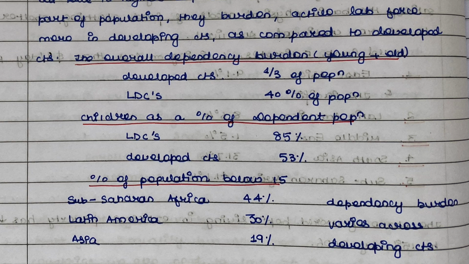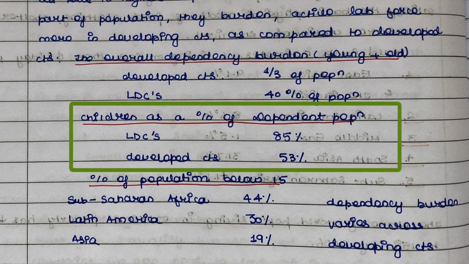You look at children as a percentage of dependent population. You'll find that in LDC, out of the total dependent population, what is dependent population? Children plus old age. Out of the total dependent population in LDC, 85% are children. Right? But in developed countries, it is only 53%. So you can see children are there. They have to be cared for. They have to be given better schooling, for which they don't have resources. There are expenditures on giving them better health, but they do not have those resources with them.